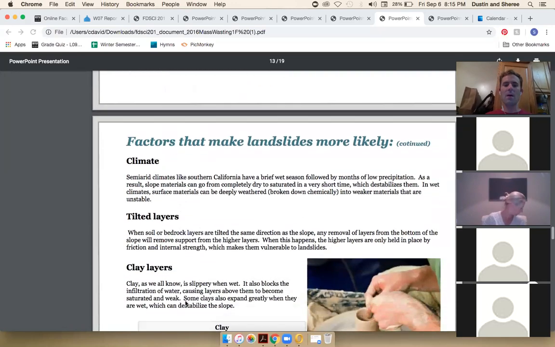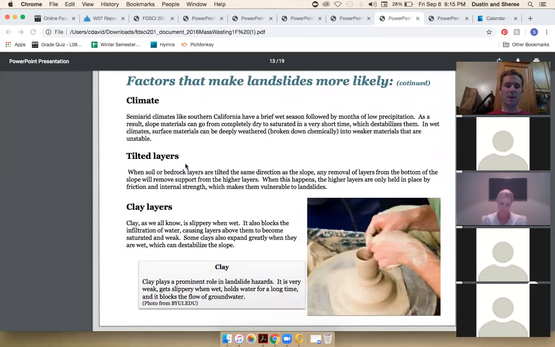So keep moving. Climate: arid, semi-arid regions that can have a brief but intense wet season, followed by, again, low precipitation, can be at risk for these landslides. So again, just think of it this way. The soil is not getting any water for 8 months out of the year, then all of a sudden for 3 months it gets a lot of water. All of a sudden that soil is saturated with liquid, and it kind of destabilizes it. Again, the sand grains float apart, and it's really easy to move down.